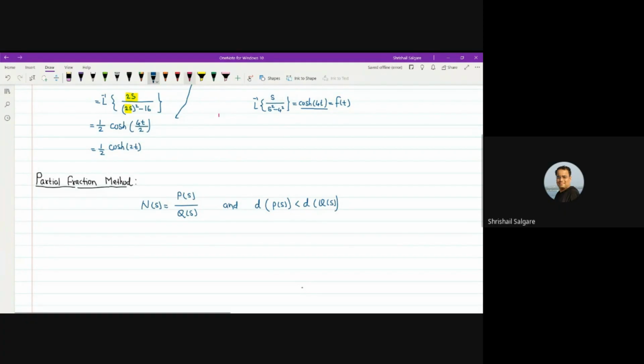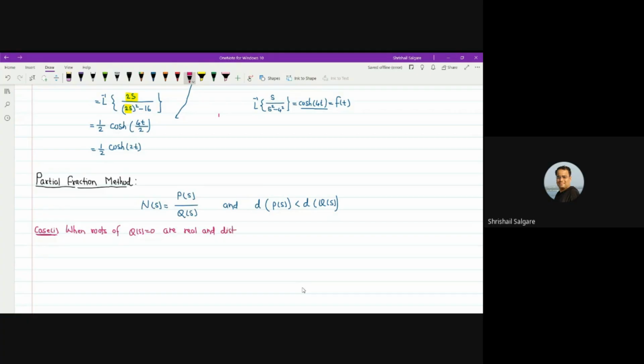So we will consider different cases. For the first case, while applying the partial fraction method, suppose the roots of Q of s equal to 0 are real and distinct. You have already studied this.